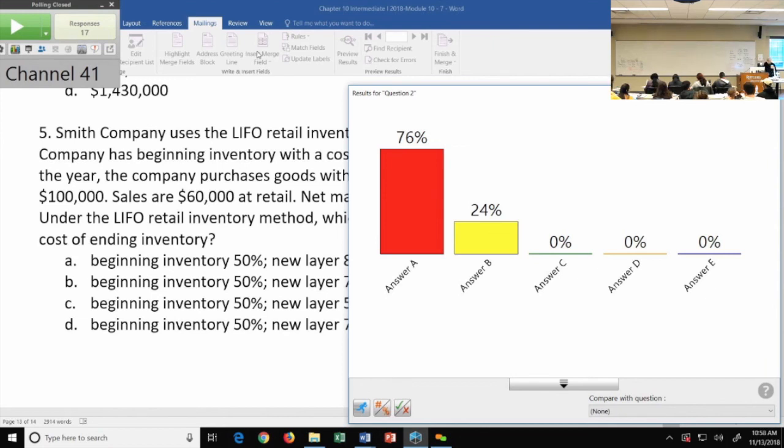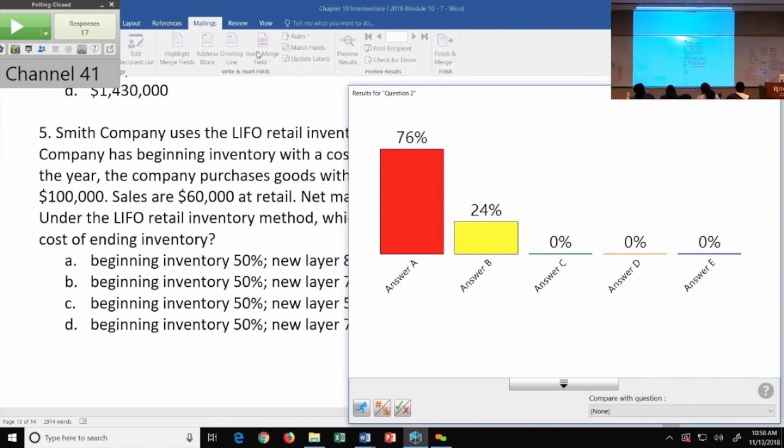Let's get this over the screen. There we go. So as you see, the beginning inventory at cost is 20, retail is 40, it's 50%. Purchases 80 at cost, 100 at retail, markups 5, markdowns have to be 5, so that zeros out. Goods available are 80 at cost, 100 at retail, so that's 80%.